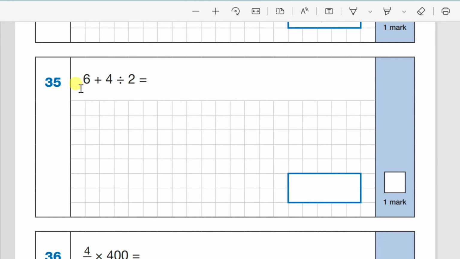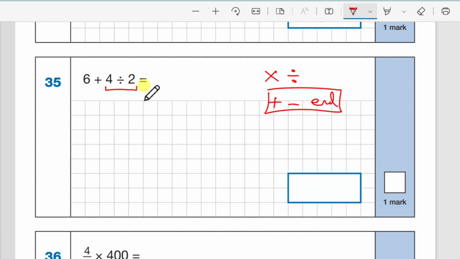Now number 35. So we've got 6 plus 4 divided by 2. So every time you got mixed signs like plus and times and divides in the same place, always underline every single plus and divide sign. So I'm going to underline these two, yeah? And we always do them first because in BODMAS, you always do times and divide first, and then you always do add and subtraction in the end, yeah? So these are always at the end. Now, let's do 4 divided by 2. Well, that's obviously just 2. And then you're left with 6 plus 2, which is 8.